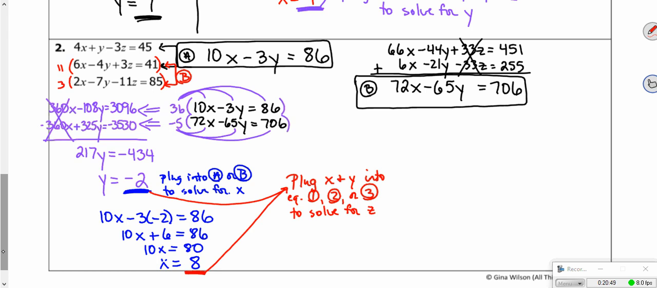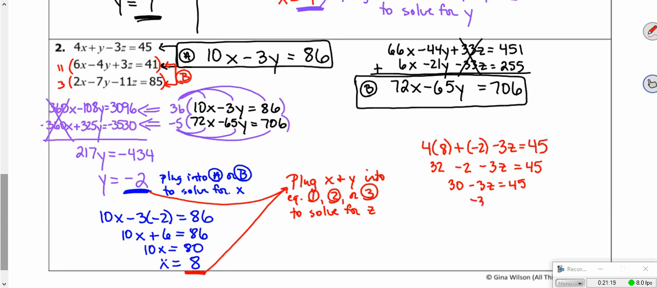Okay, so we have 4 times my x, which is 8, plus my y, which is -2, minus 3z equals 45. So we have 32 minus 2 minus 3z equals 45. Okay, obviously 30. So if I subtract it off, -3z equals 15. So z equals -5.